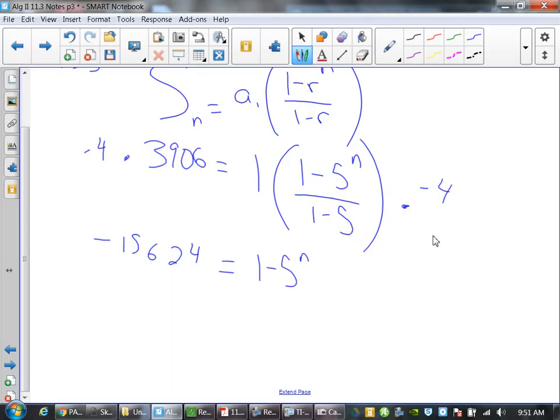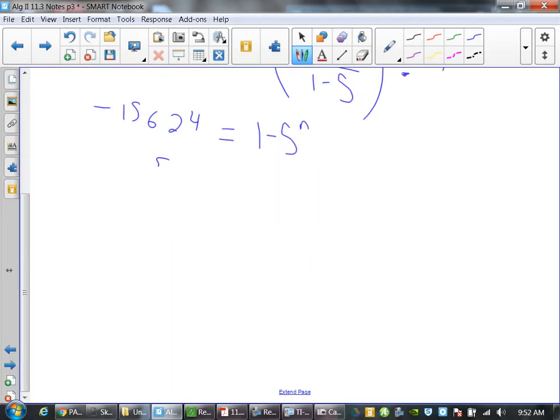Now remember, when you're dealing with logarithms, your base has to be positive. So I'm going to take that minus 5 to the n, add it over to the other side. At the same time, add that 15,624 to the right. A little exchange-o, change-o. I get 5 to the n is 15,625. Convenient that it ends in a 5.